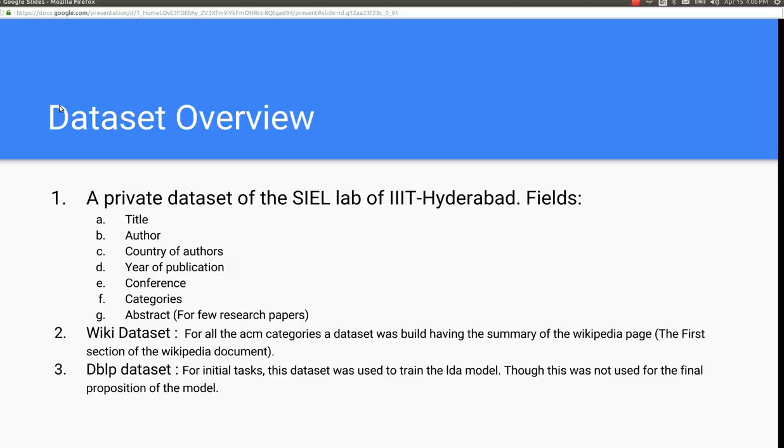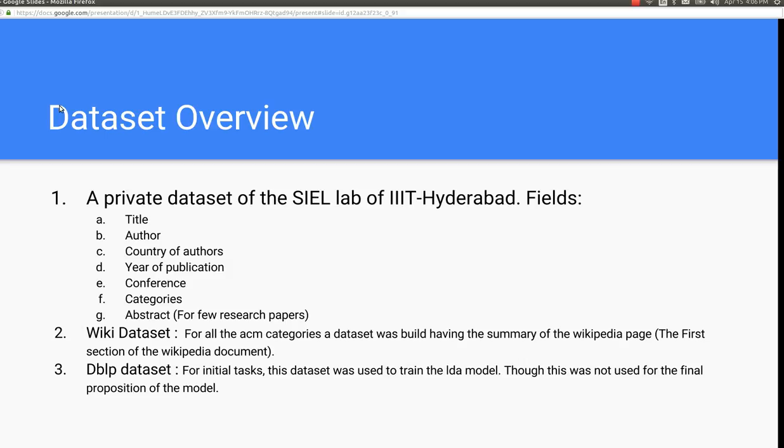We use 3 datasets. The first dataset is presented by the C Lab of IIIT Hyderabad. It contains the following fields: the title, author, country of authors, year of publication, conference, categories, and abstract. The relevant fields to us were title and abstract, but the problem with this dataset was that only for very few samples the abstract was given.